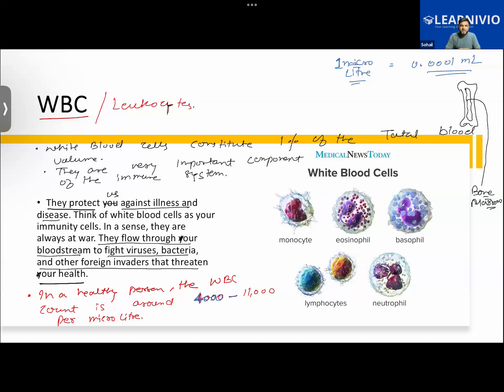If you had a blood test done and the blood report came, and in the report the number of white blood cells was found to be higher than normal, what does it indicate? Infection.